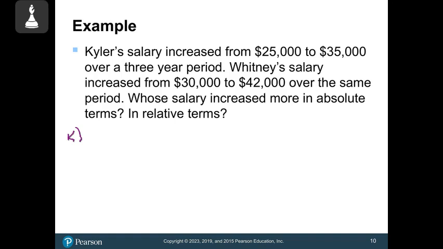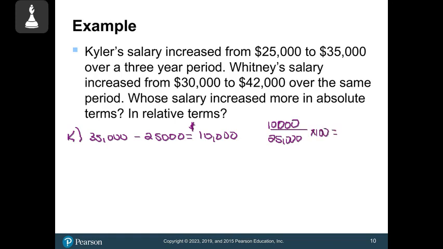And we went from 25,000 to 35,000. So 35,000 minus 25,000 is a $10,000 absolute increase. If we then want to find relative change, we're going to take that value, 10,000, divided by the initial 25,000, times 100, and you will see that you get a 40% increase in salary.